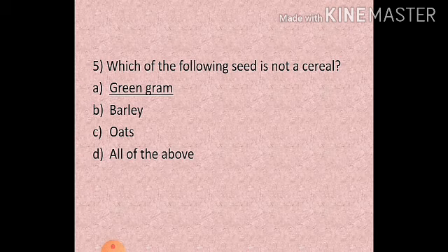So here option B and C, barley and oats, are cereals. Option A, green gram, is a seed which can be divided into two equal halves. So our answer is A, green gram. It is a pulse. So please write it down in your book.